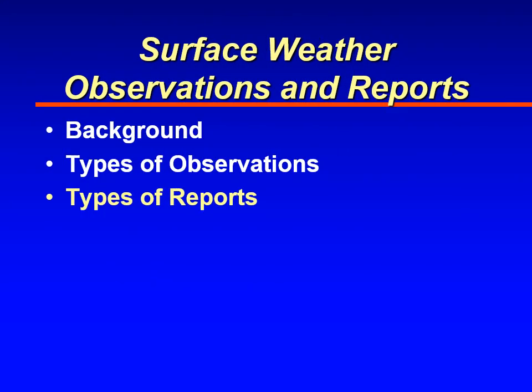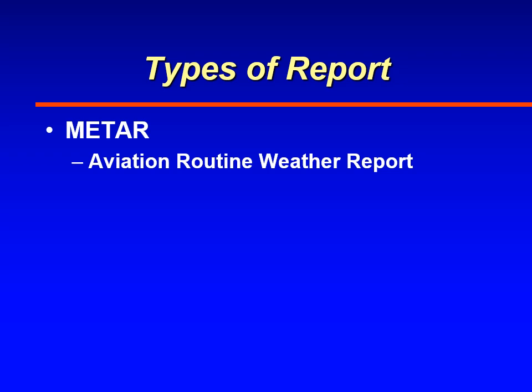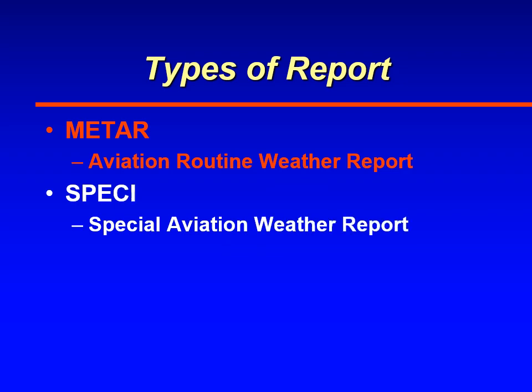Finally, the different types of reports. There are two different types of surface aviation observations. The first one is a routine report, which of course we call a METAR. But then, if special weather criteria have been met, a special observation will be reported.